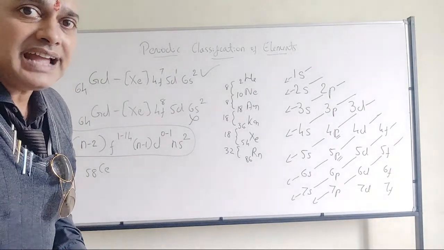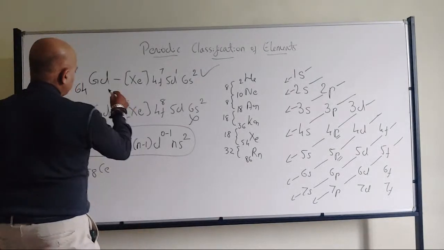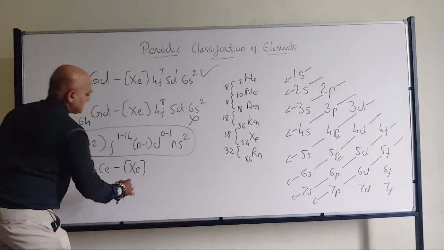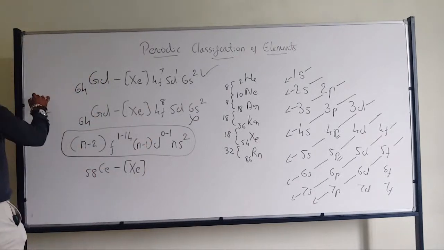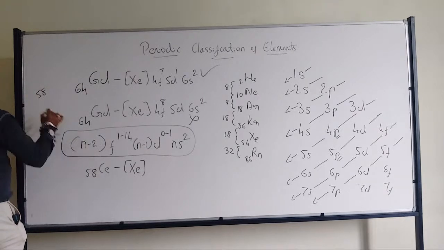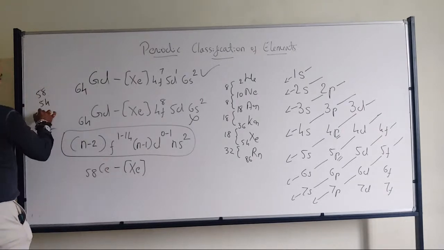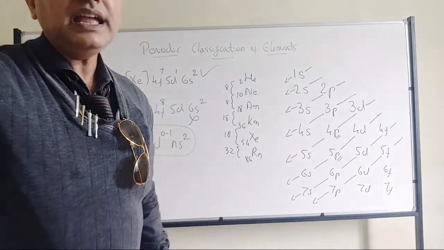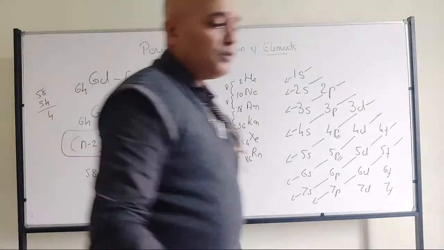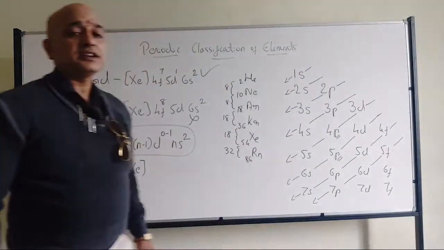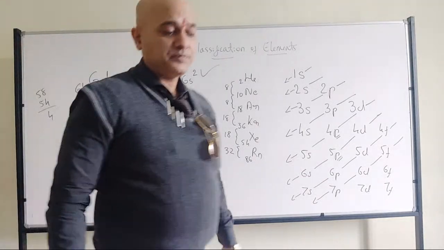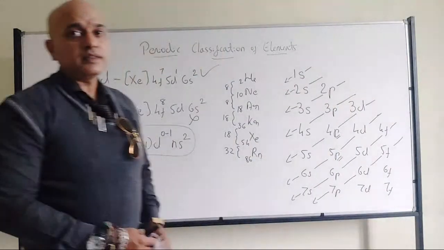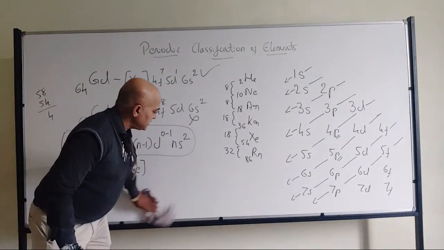So which inert gas? Naturally it should be xenon, because gadolinium and cerium belong to the same lanthanide series. Xenon is 54. So 58 is the atomic number of cerium, 54 the atomic number of xenon. The leftover is only 4 electrons. So how will these electrons be distributed? Whether 5d will come into the picture?